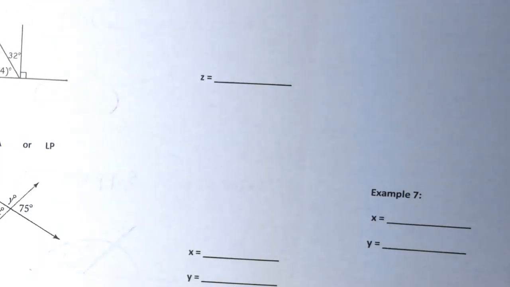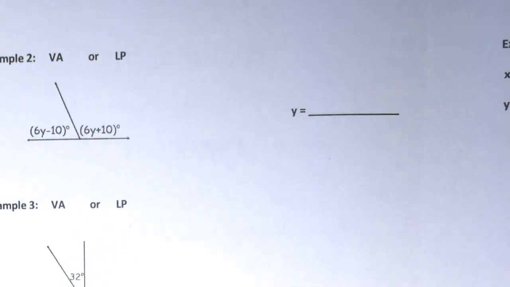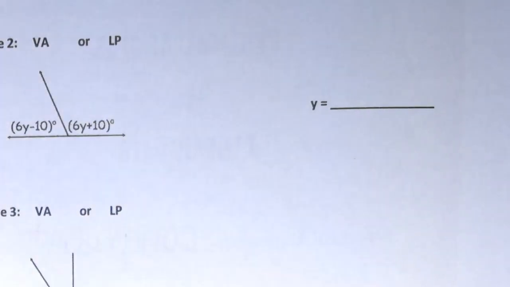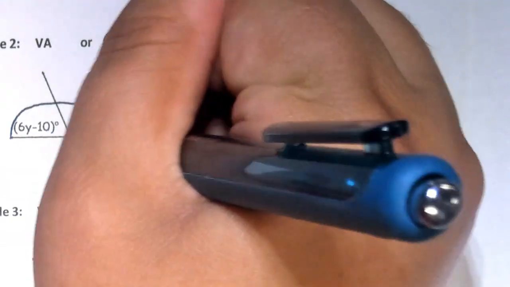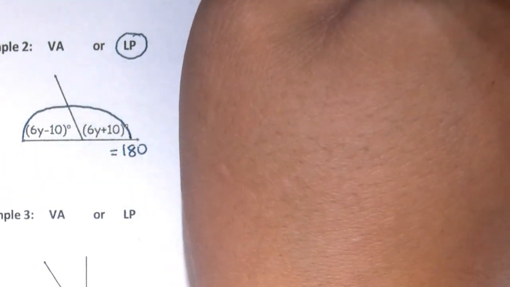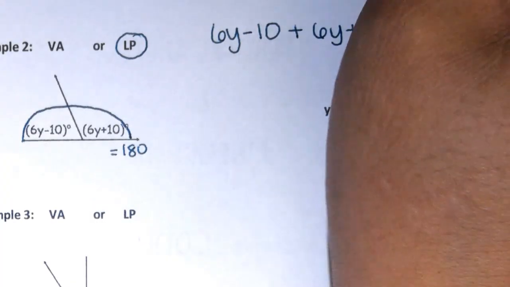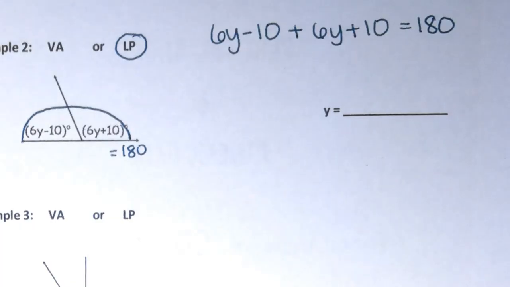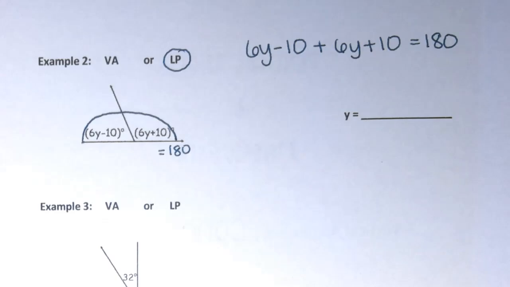All right, number 2. Is this a vertical angle or a linear pair? How do we know? They're aligned and they add up to 180. So my equation is going to be what? I think it was Gabby said, hey, I have a negative 10 and a positive 10. What can I do to them? Cancel them out.